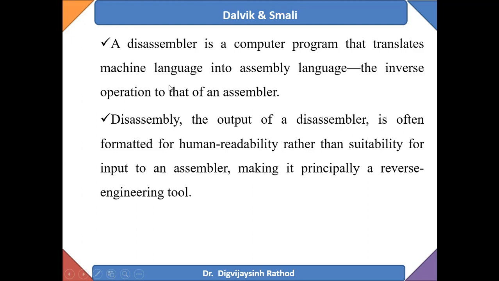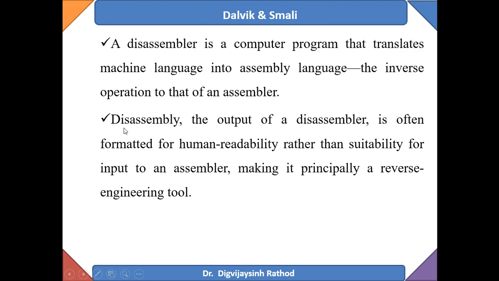It is the inverse operation to that of the assembler. The assembler will convert your assembly code into machine language code. That is called the assembling process. And disassembling means converting your machine code into assembly code. As simple as it is. So don't get confused.